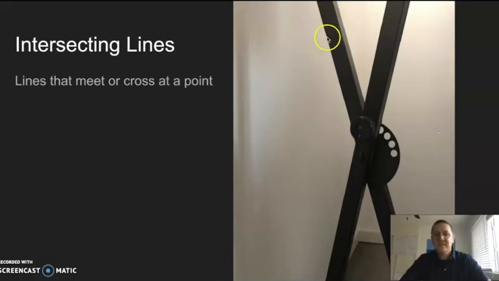Okay, here's a line or line segment. Here's a line or line segment, and this is where they meet. We call these two intersecting lines. Okay, this line is intersecting with this line. Maybe you've heard this term before where two roads meet. We call it an intersection.